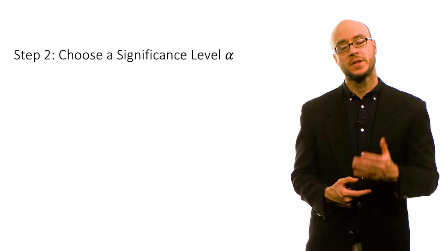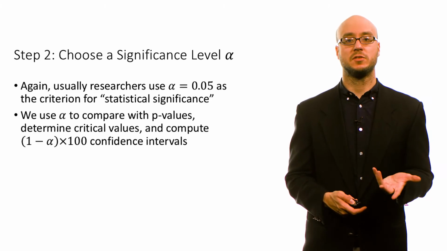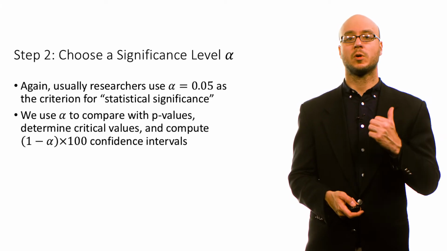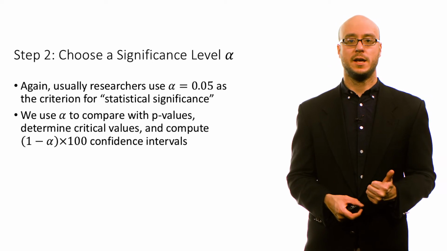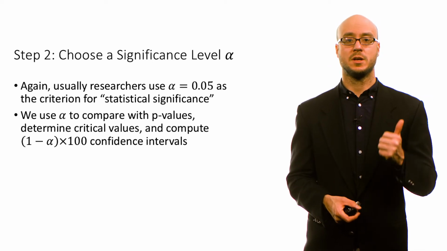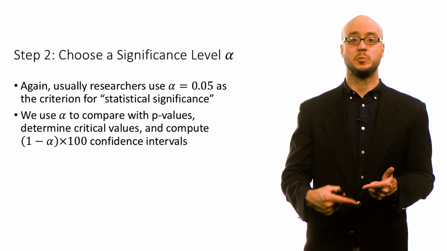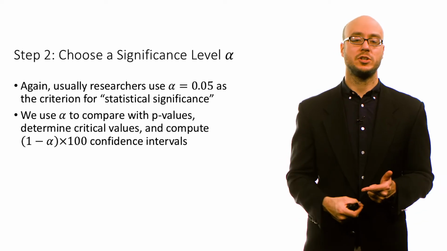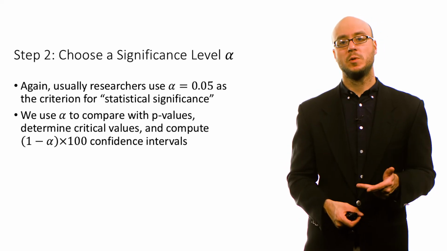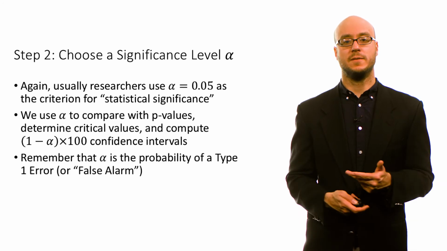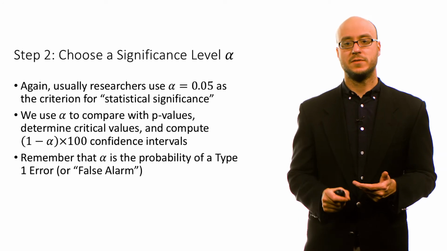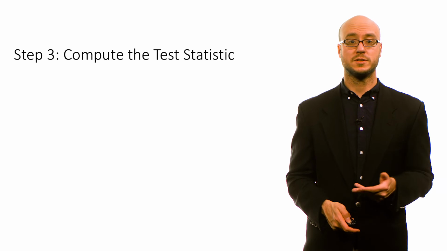Step 2, we're going to choose a significance level alpha, just like before. We're going to use alpha to compare and make a decision using our p-values. Alpha will also determine our critical values by which we compare or make a decision using our test statistic. And alpha also affects the width of the confidence intervals. Of course, remember that alpha is the probability of a type 1 error or a false alarm.